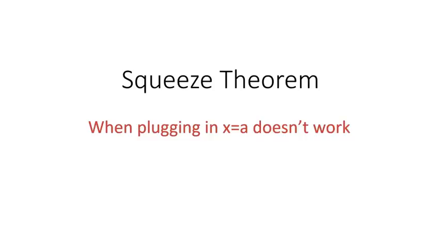When finding the limit of a function as x approaches a, and plugging in a for x like usual doesn't work, we can use the squeeze theorem. Let's look at a quick example.